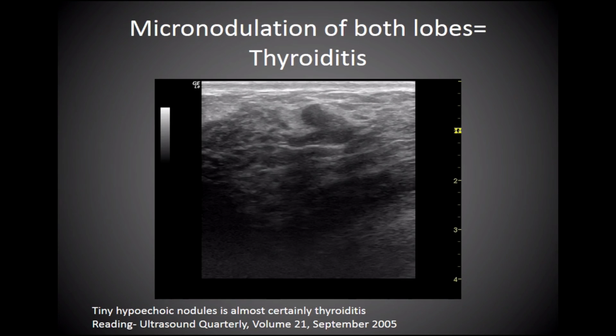Now let's look at thyroiditis. This thyroid has multiple hypoechoic nodules within both lobes. This is called micronodulation and is most often seen in Hashimoto's thyroiditis in the United States. There is diffuse enlargement of the thyroid. If you apply color or power Doppler, you will find increased flow within the gland, especially in the acute or active phase. This has a positive predictive value of greater than 95% for thyroiditis.